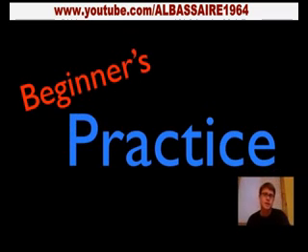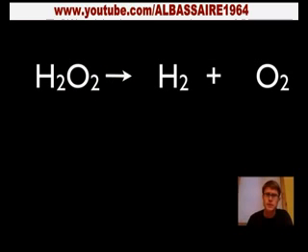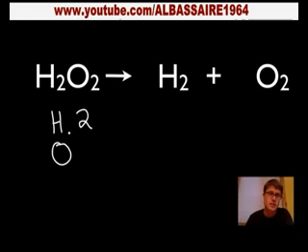So let's try it. The only way to get better at this is to just practice. And so let's try a few, and I'll show you how I would think through this in my mind. So if we look at the first one, this is H2O2, which is hydrogen peroxide. It breaks down into hydrogen gas and oxygen gas. Okay, so how would I set this up? Well, on the left side, we've got H2. So if I want to write it out, I could. So I've got 2 hydrogens on the left. And as far as oxygens on the left, I've got 2 oxygens as well.